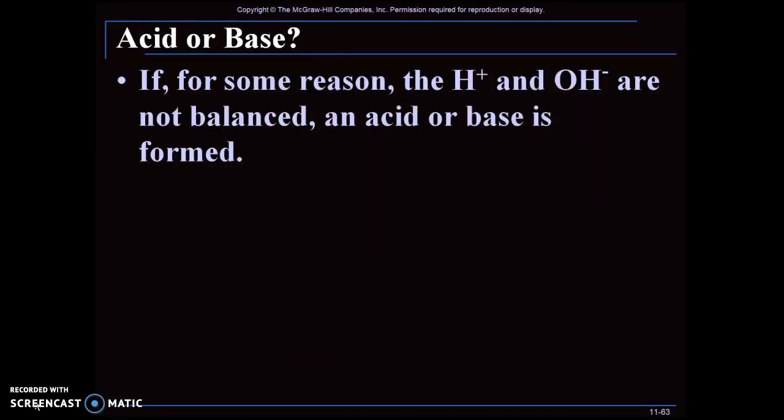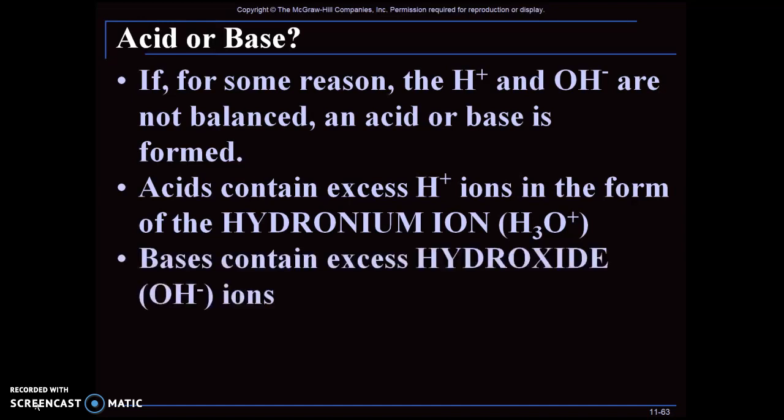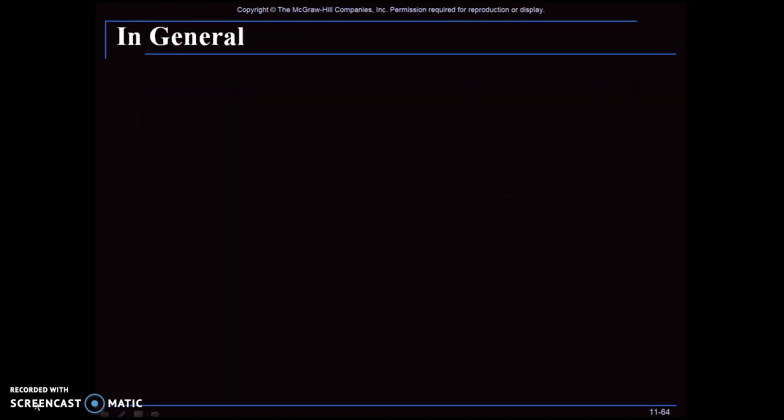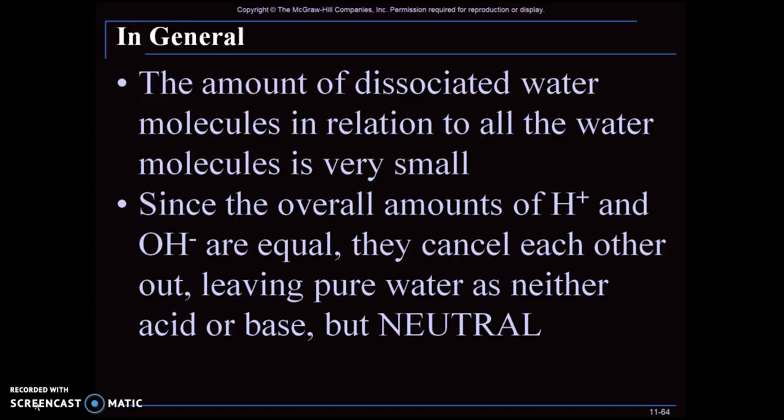If, for some reason, the H+ and OH- are not balanced, an acid or base is formed. Acids contain excess H+ ions in the form of hydronium ion, which is H3O+. The bases contain excess hydroxide OH- ions. The amount of dissociated water molecules in relation to all the water molecules is very small. Since the overall amounts of H+ and OH- are equal, they cancel each other out, leaving pure water neither acid nor base, and it is called neutral.